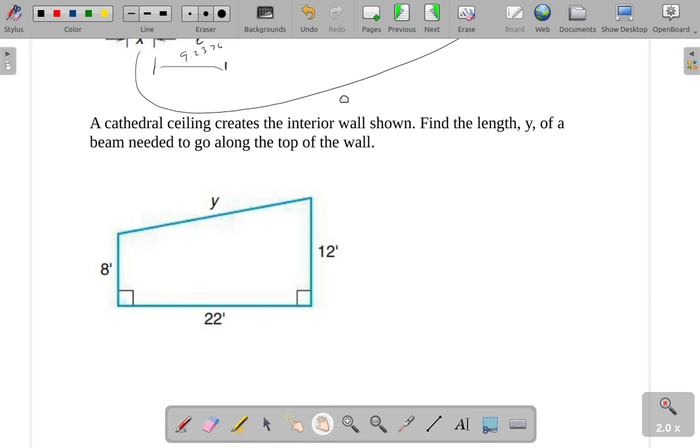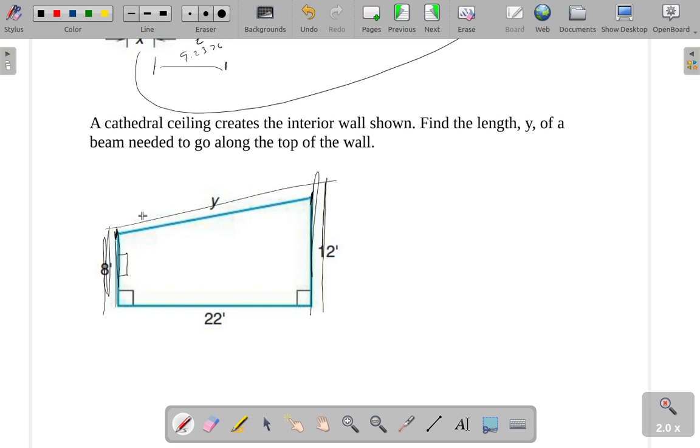In this next example, we have a cathedral ceiling that creates the interior wall shown. So you have your ceiling up here, maybe this is some sort of interior wall. This is maybe the exterior wall out here. You have a window or something like that. You can kind of envision. We're trying to figure out what is the length from here to here.